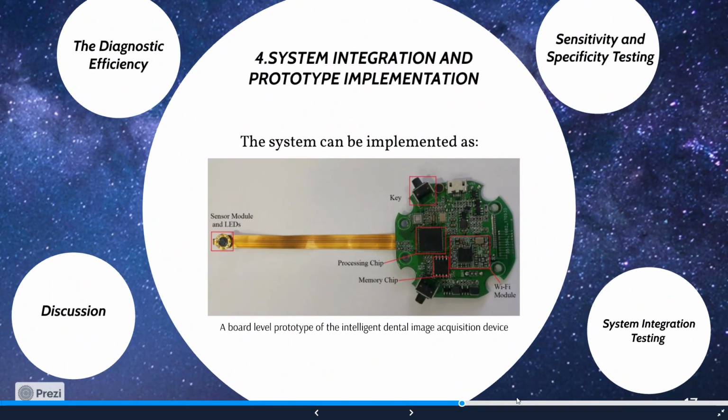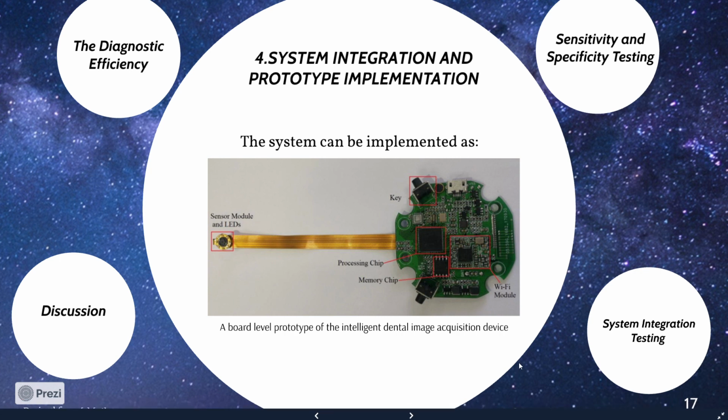Now, this is the system implementation. Okay, as you can see here, I hope you have looked at the image, looked at the diagram of the prototype model. So you can see here that there's a sensor module and LEDs, there's a key, a processing chip, a memory chip, and a Wi-Fi module.